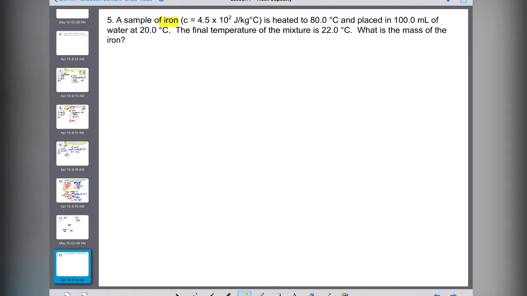Okay, a sample of iron. Specific heat capacity is 450, heated to 80, and placed in 100 milliliters of water at 20. The final temperature of the mixture is 22. What is the mass of the iron?